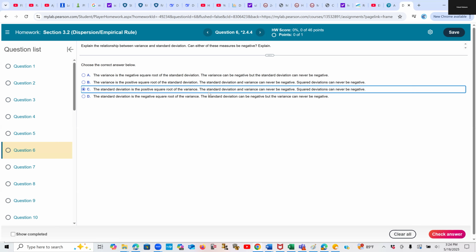And both standard deviation and variance can never be negative. In fact, even range can also never be negative. So none of the measures of dispersion that we learn can ever be negative.